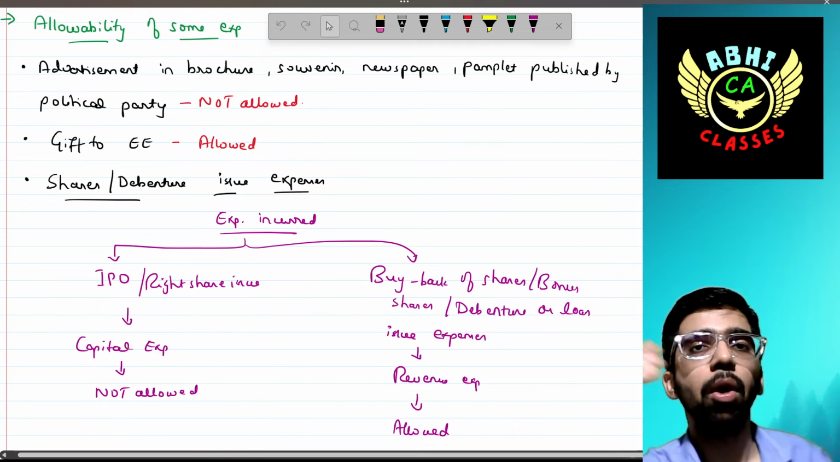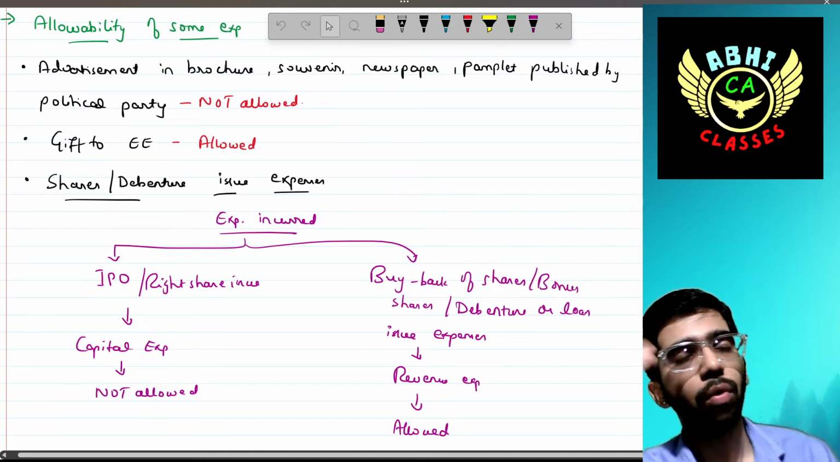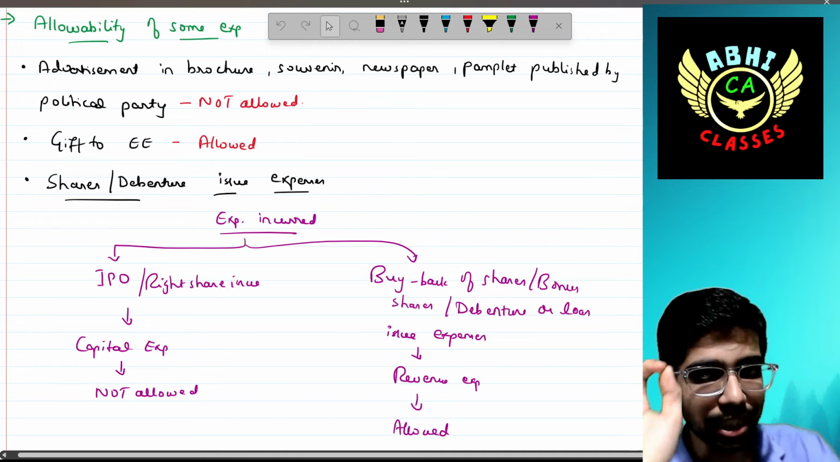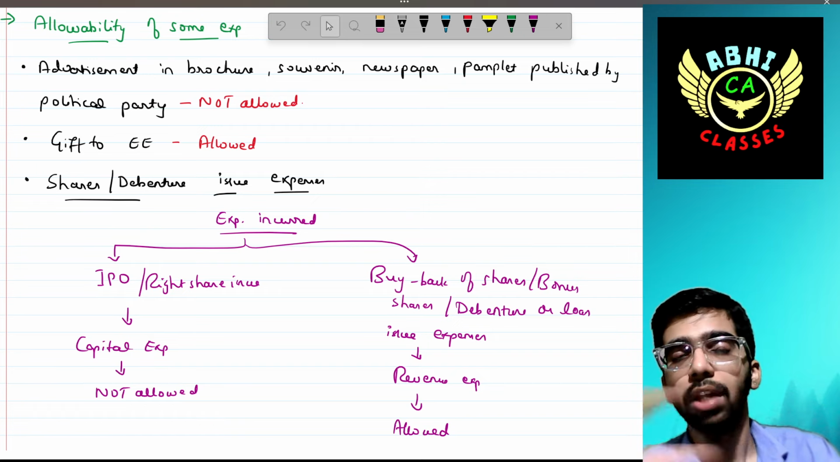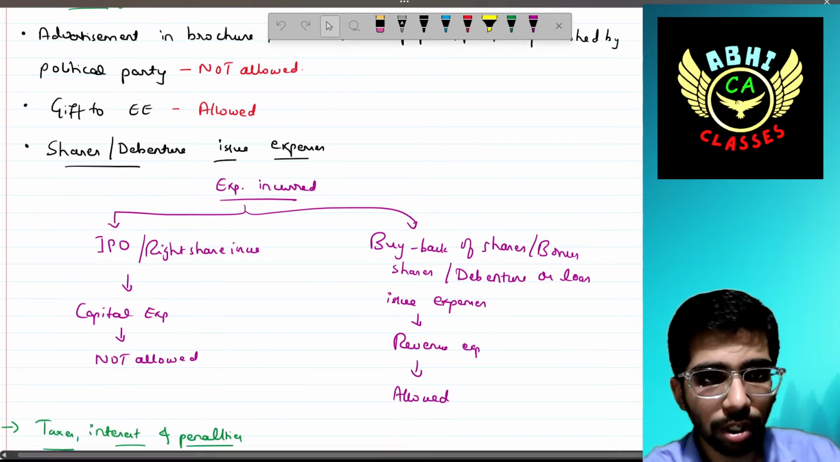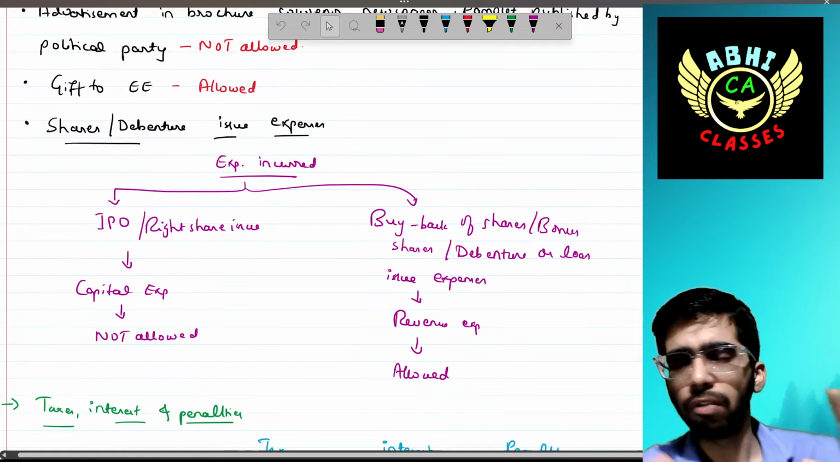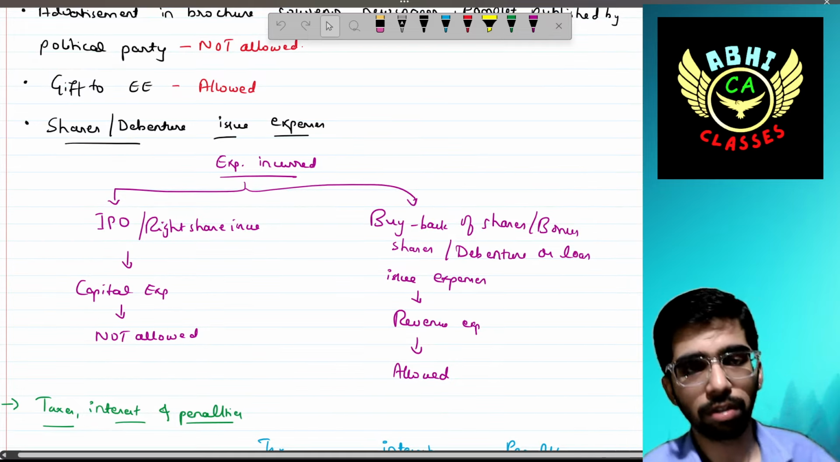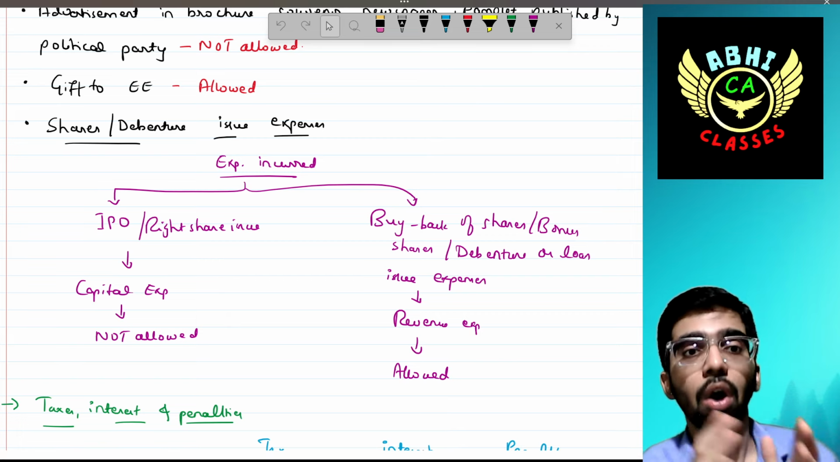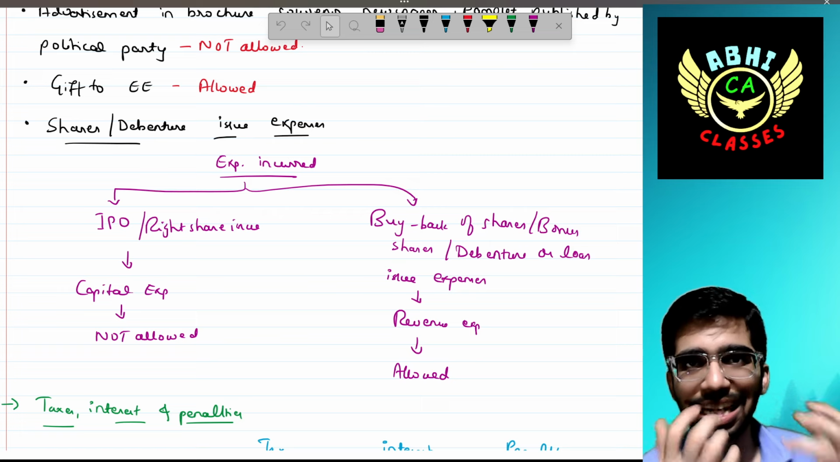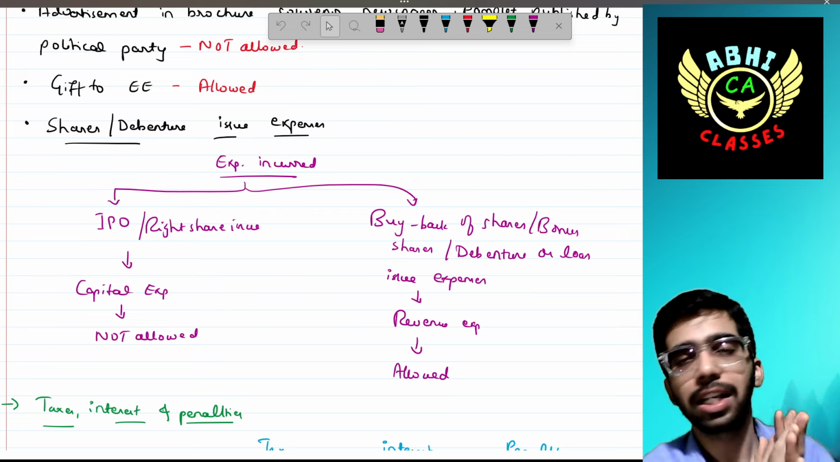Next, gift to employee. If you are paying any gift to an employee for which you have incurred some expenses, then it can be allowed in the books of accounts of the employer. Then share and debenture issue expenses. If you are incurring issue expenses with regard to an IPO, that is initial public offer, or a rights share issue, that is treated as capital in nature and it is not allowed.